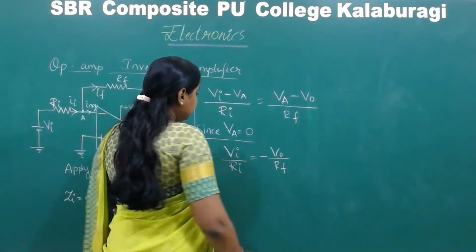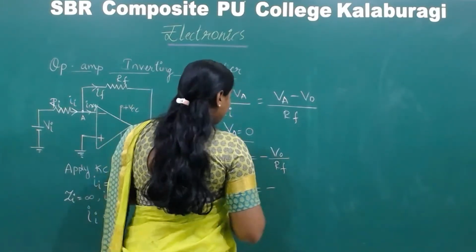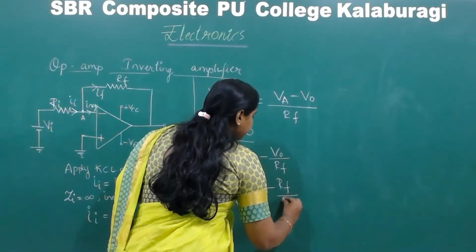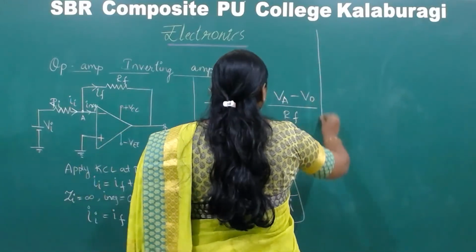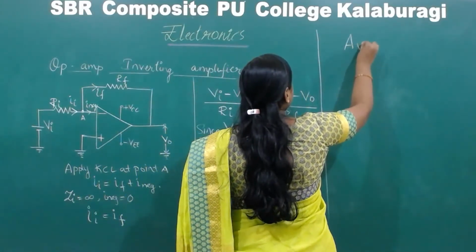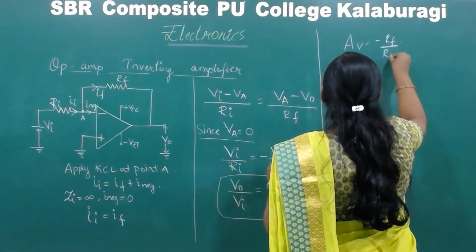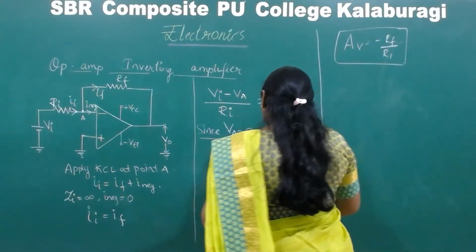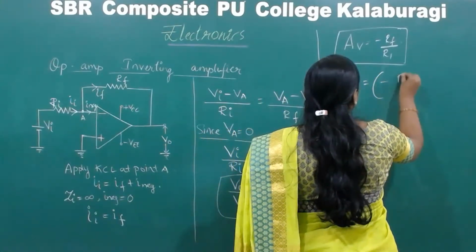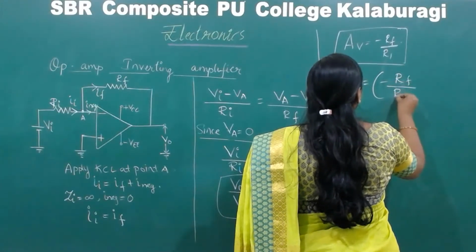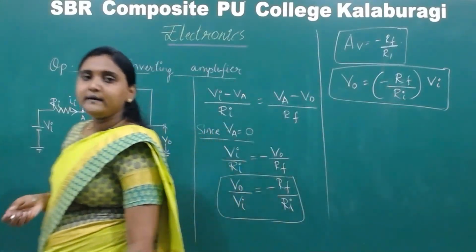Okay, this can be rearranged as V0 by Vi is equal to minus of Rf by Ri. V0 by Vi is nothing but what? It is the ratio of output to input, termed as the gain. So the gain is equal to minus of Rf by Ri. This is the expression for gain, and also from this we can write the expression for output. So what is the expression for output of an inverting amplifier? It is minus of Rf by Ri into Vi. These are the two important expressions for what? Inverting amplifier.